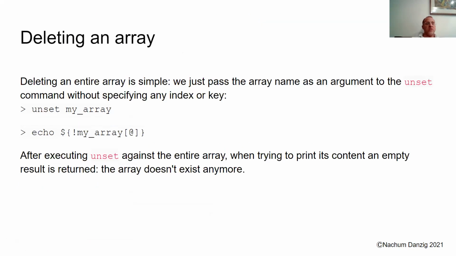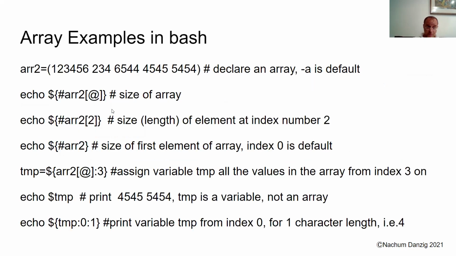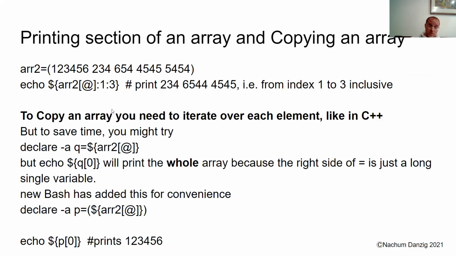How do you delete an array? You can unset the whole array. And now if you try to print it, the keys in the array, you'll get nothing. After executing unset against an entire array, when trying to print its content, an empty result is returned. The array doesn't exist anymore. And here we didn't specify an index. If we had specified an index, it would be one element in the array.